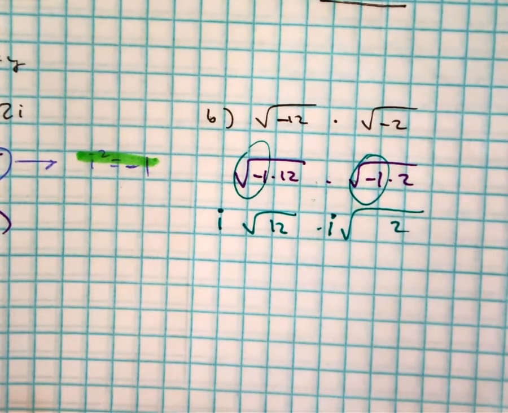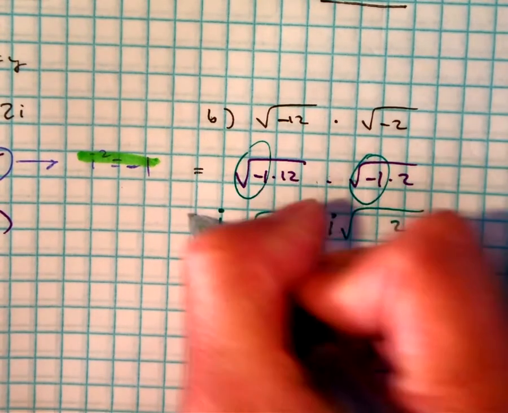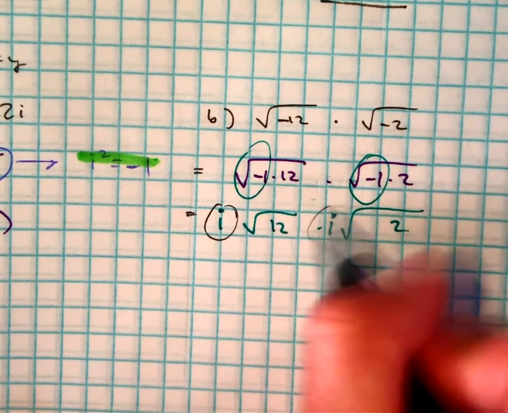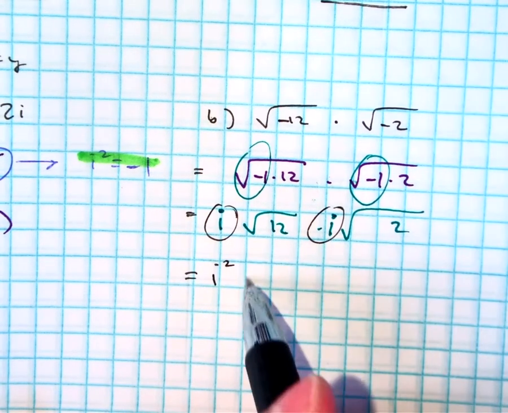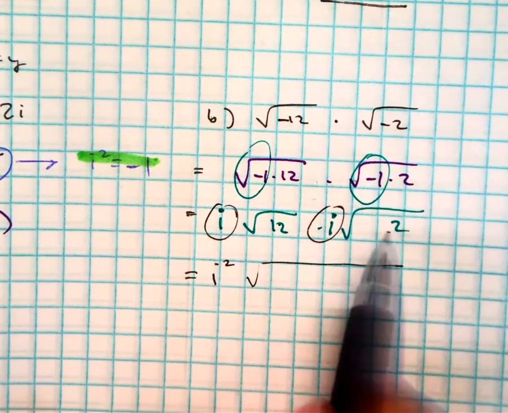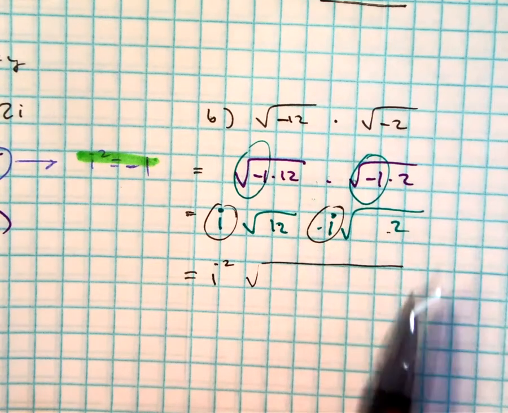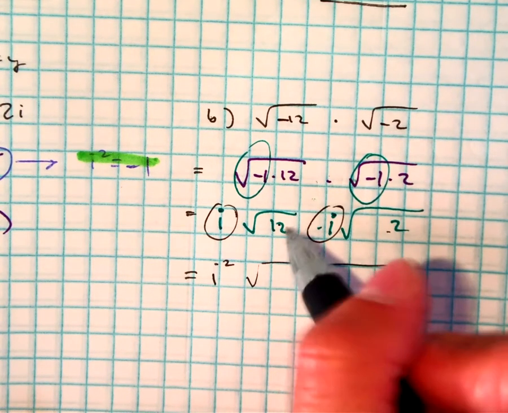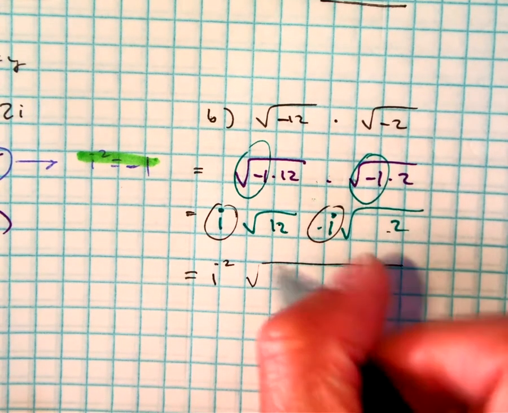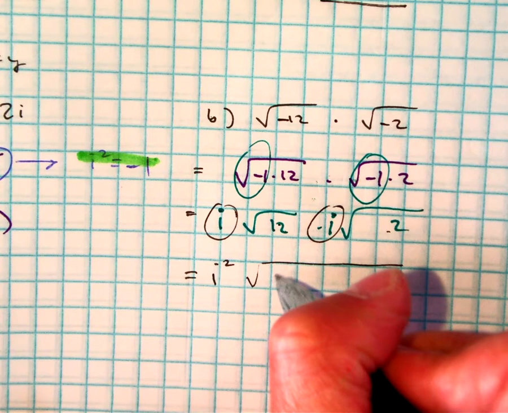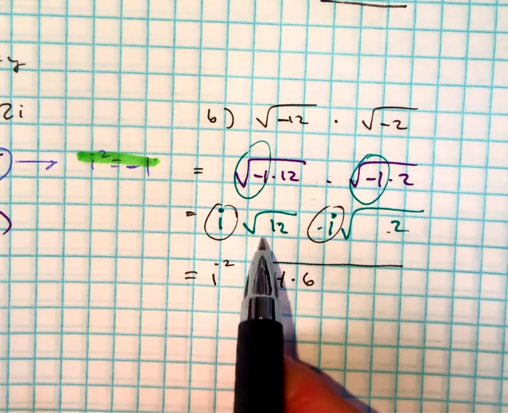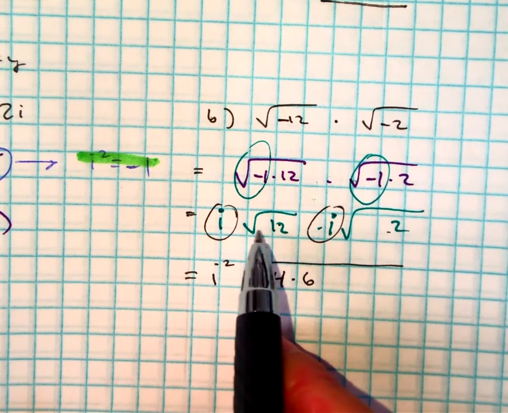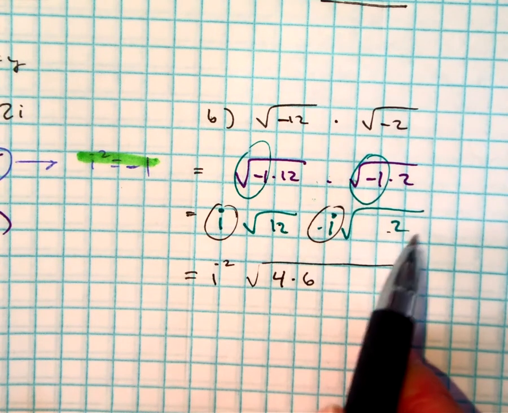And then I times I is I squared. Now, I'll put these both inside the house, the radical sign, so I have 12 times 2 is 24, and 24 can be written as maybe like 4 times 6. Now, you could have broken this down into something like 3 times 4 times 2. That would have been fine as well.